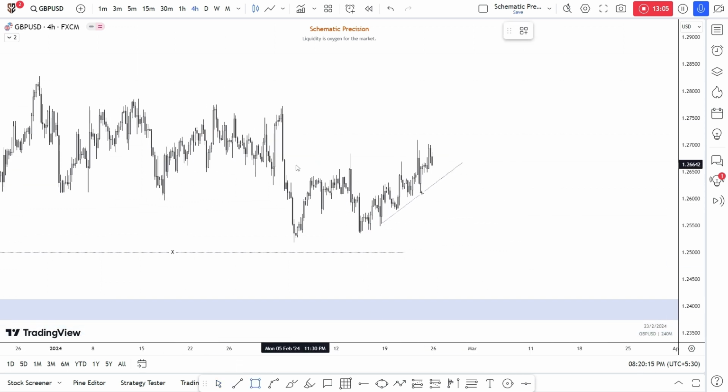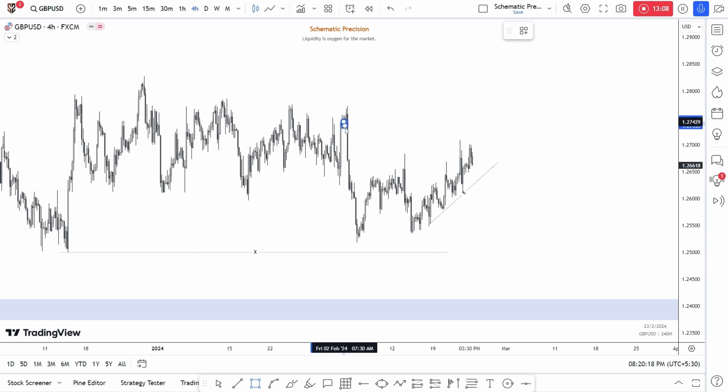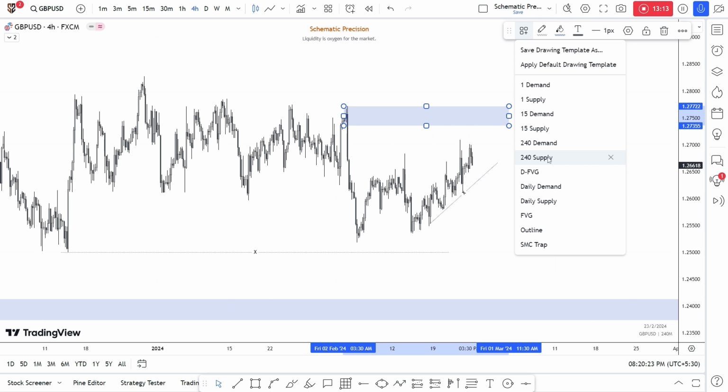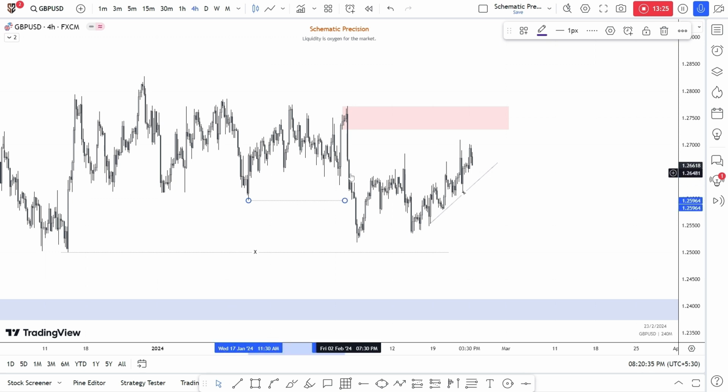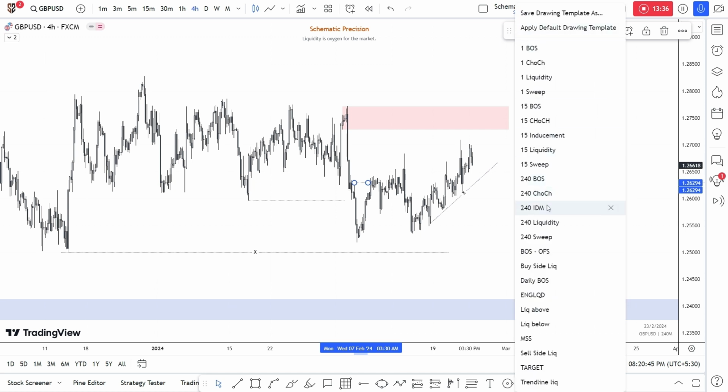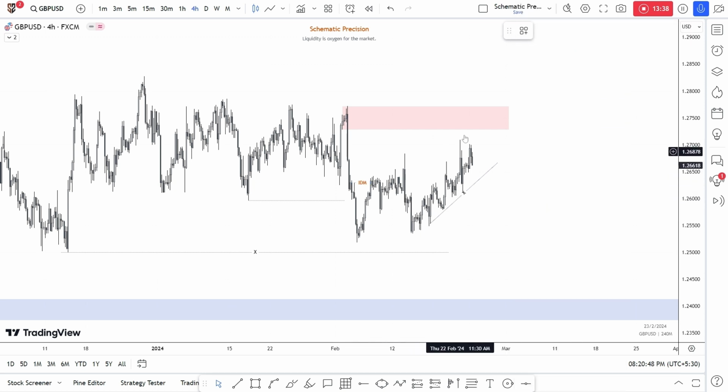And as per this structure, this can be taken as our supply zone, as this is the extreme area here, and this is the last break of structure, internal break of structure. If you see, that was the last internal break of structure. After that, this area was the inducement here, inducement on 4-hour, and all this is corrective structure, a complex pullback, if I may say.